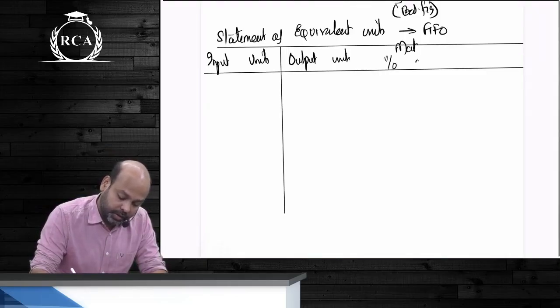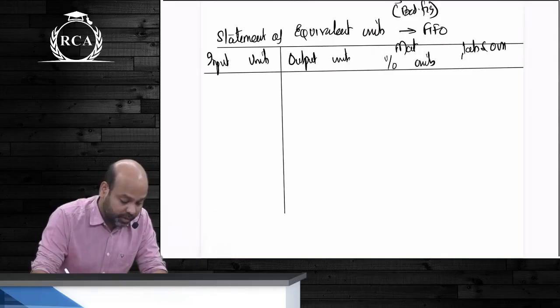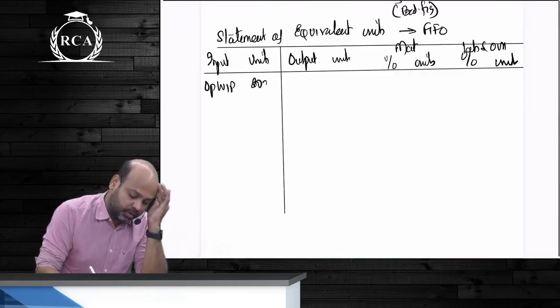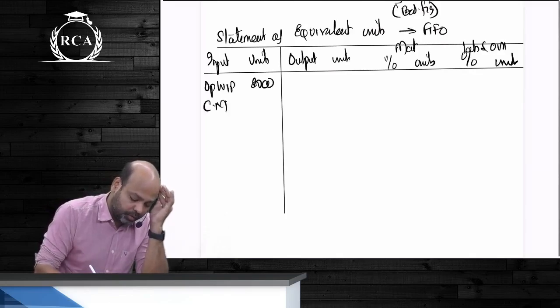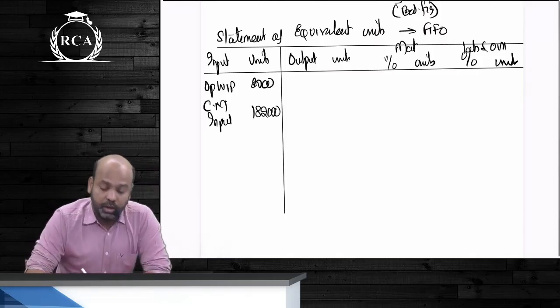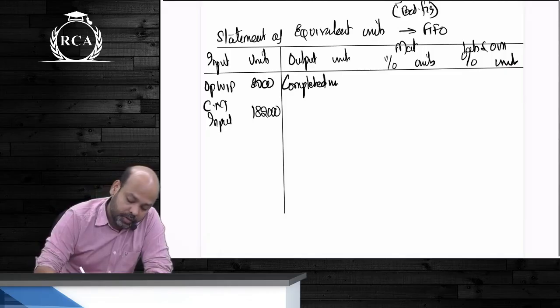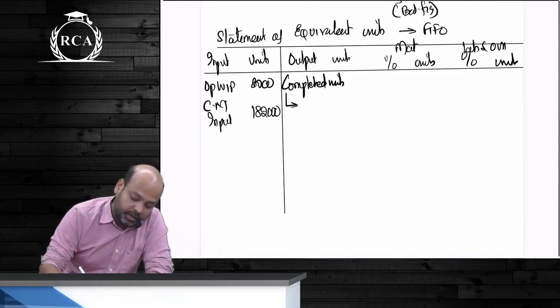Material percentage units, labor and overheads, same, right? Labor and overheads, percentage in units. Our opening work in progress was 8,000 units. Our current month input was 1,82,000 units. Total input will become 1,90,000. Our total completed units, how many are there? Our total completed units are 1,58,000.